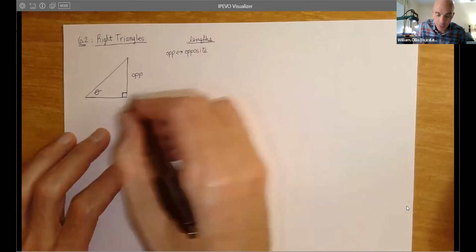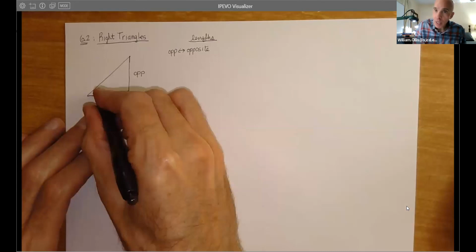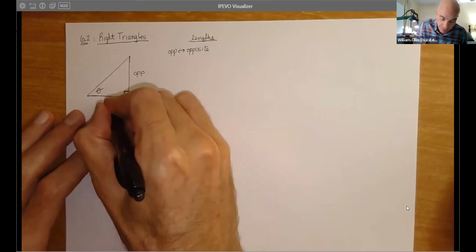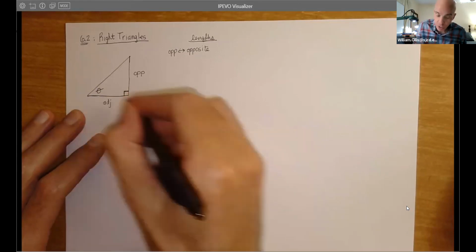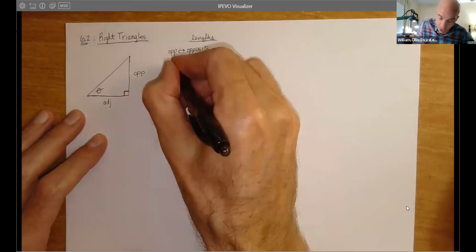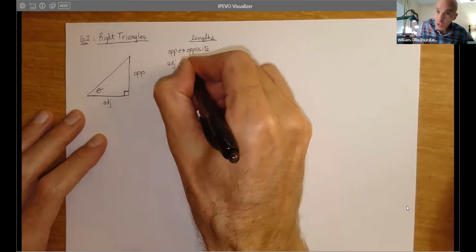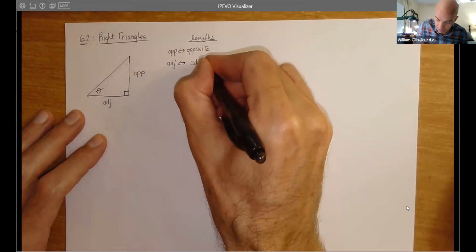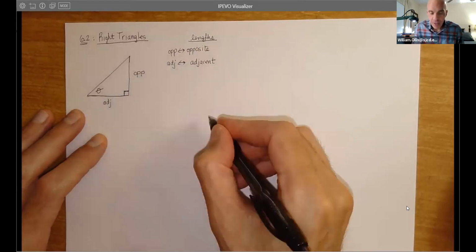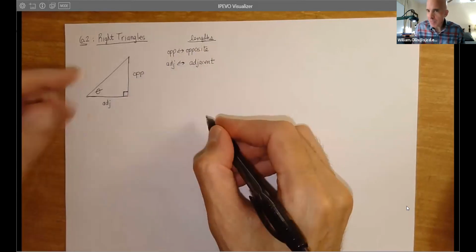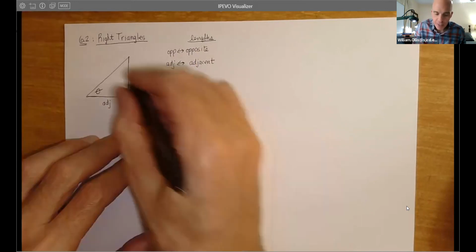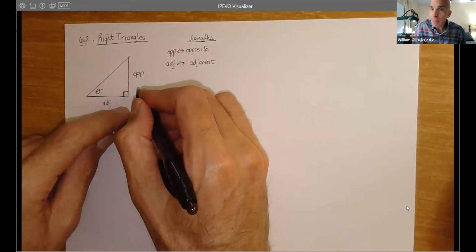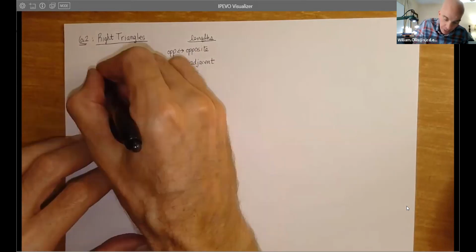And then for the side that is adjacent to the angle, we're going to call that ADJ, and that will be short for adjacent. And then again, keep it simple. For the side that is opposite the right angle, we're going to call that hypotenuse, or HYP for short.